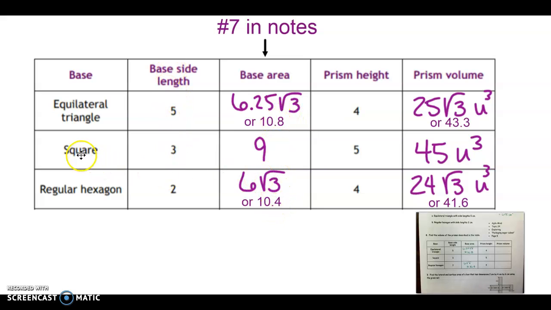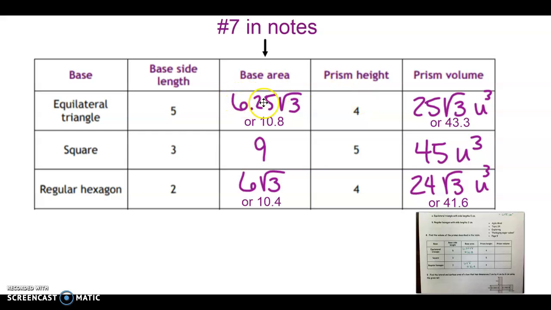So on the square, if the base side is 3, then we know base times height would be 3 times itself, or 3 squared, which is 9. So to find the volume, all you have to do is take these base areas and multiply them by the height. Now remember, don't ever use a rounded answer to do that because you're getting farther away from the accurate answer.